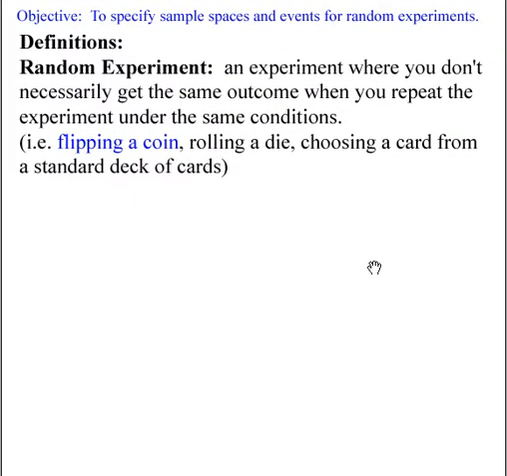And our first definition is a definition of a random experiment. This is an experiment where you don't get the same outcome when you repeat the experiment under the same conditions. Three good examples of this would be flipping a coin, rolling a die, which is singular, not paradise, but that would work as well, or choosing a card from a standard deck of cards.